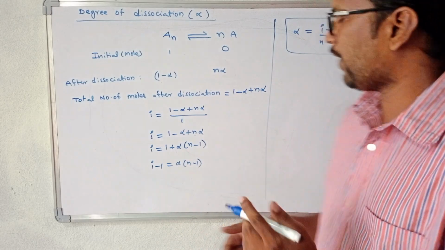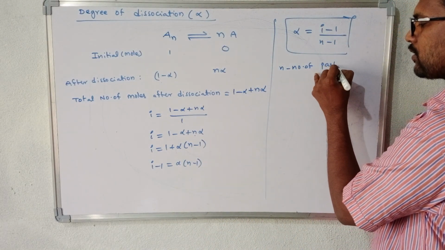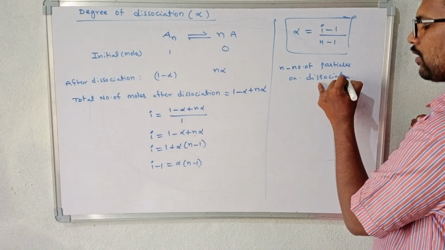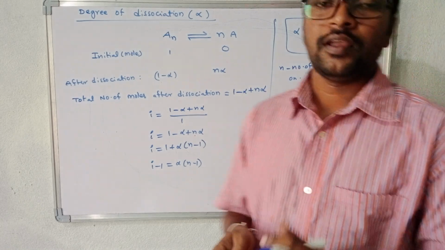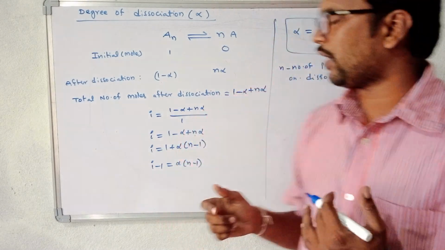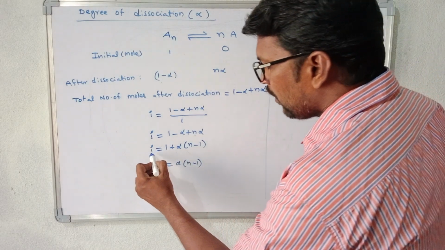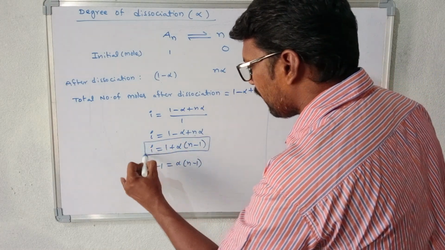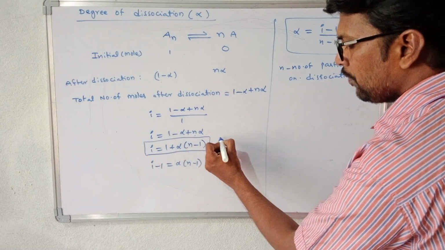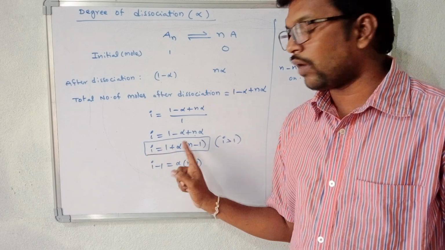Here i indicates the Van't Hoff factor and n indicates the number of particles on dissociation. On dissociation, the number of particles formed is taken in the place of n. So the degree of dissociation alpha is equal to (i minus 1) by (n minus 1). Whenever you see this relation, i is equal to 1 plus alpha times (n minus 1). It means in dissociation the i value is greater than 1, because i is equal to 1 plus something.